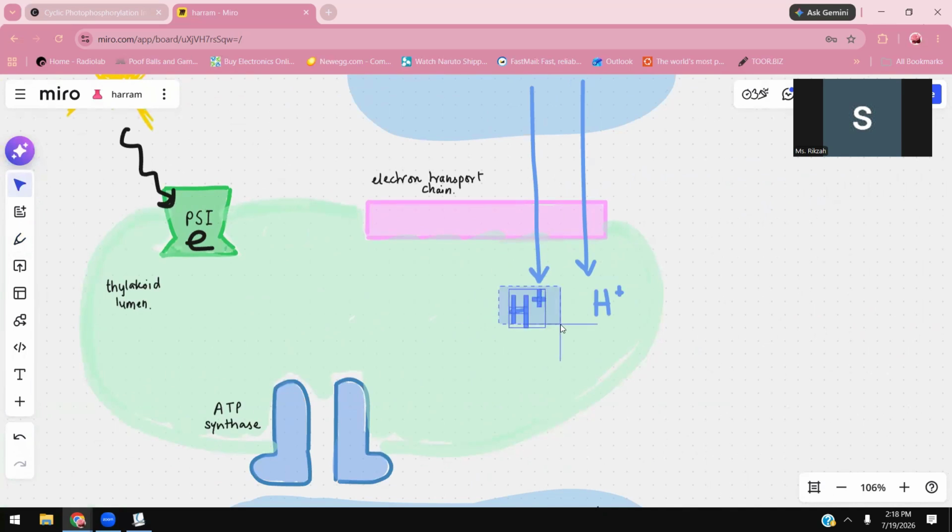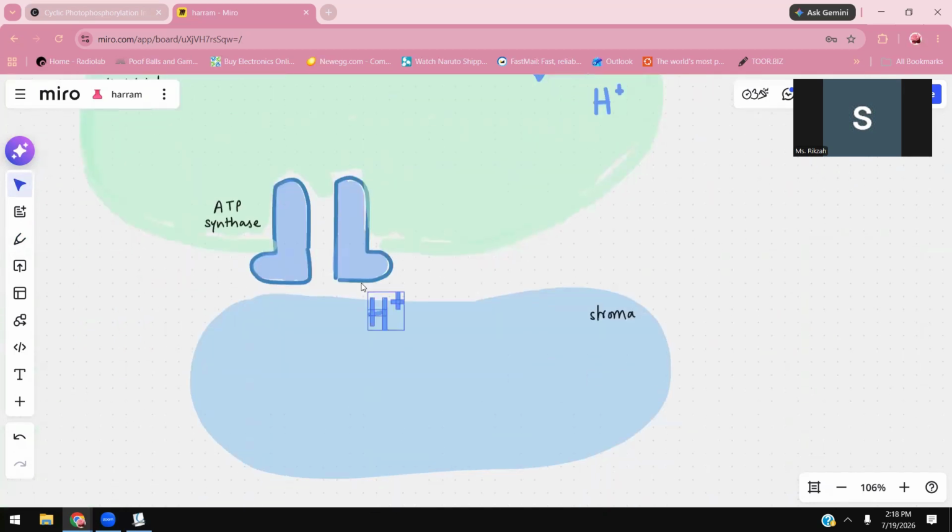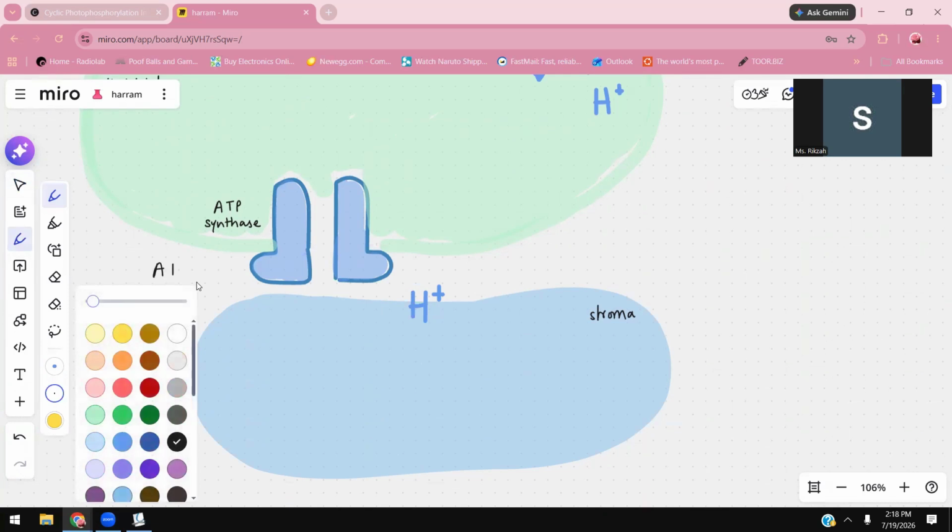Now these hydrogen ions are then going to move through this special enzyme called ATP synthase. They're going to power this enzyme. And as the name suggests, ATP synthase is going to make ATP from ADP, going to phosphorylate. This is where the word phosphorylation comes from. It's phosphorylating. It's adding phosphate to ADP to convert it into ATP.